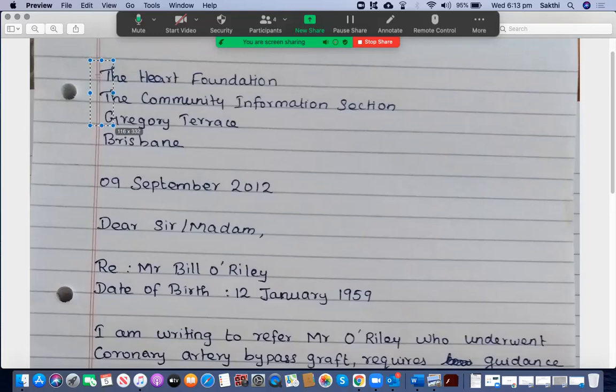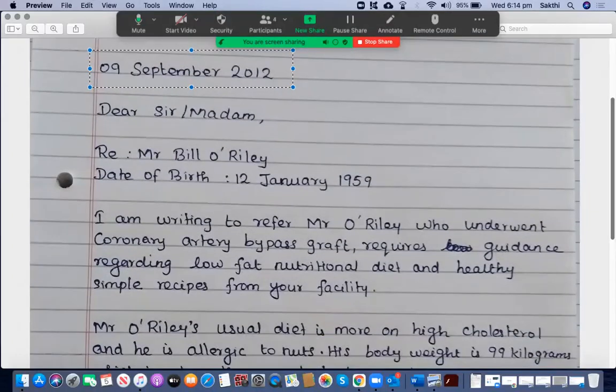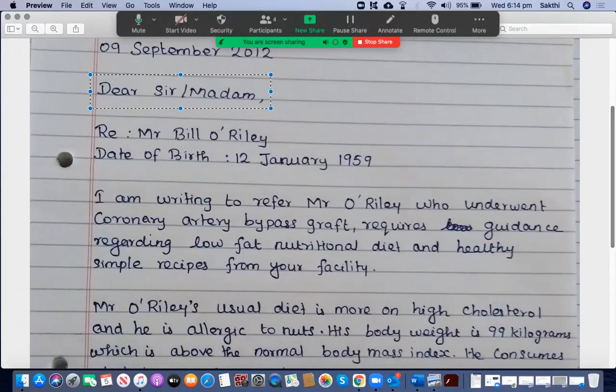So the student has written down the Heart Foundation, the Community Information Section, Gregory Terrace, Brisbane. That's okay. The address details are good. And then you have written down 09 September 2012. That is also fine. I'm happy with that. And then you have written down Dear Sir/Madam because they didn't mention any occupation over there. So it's good.